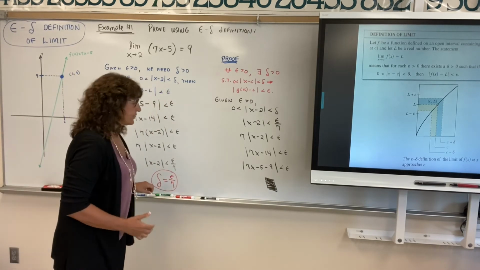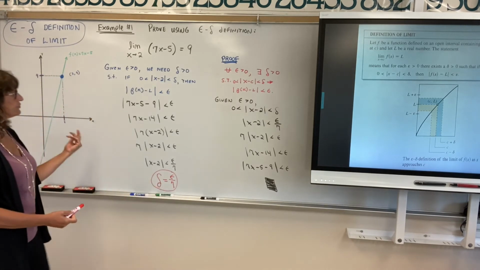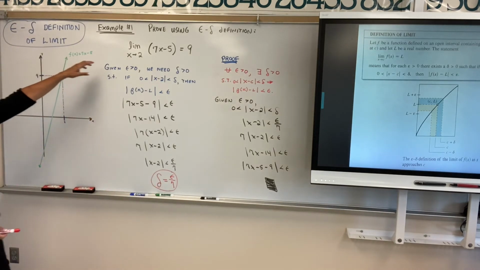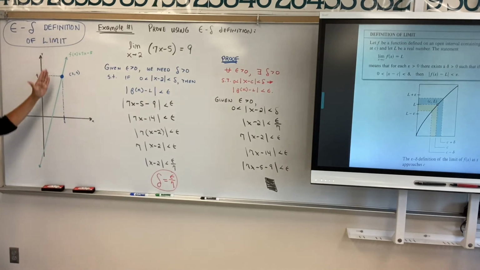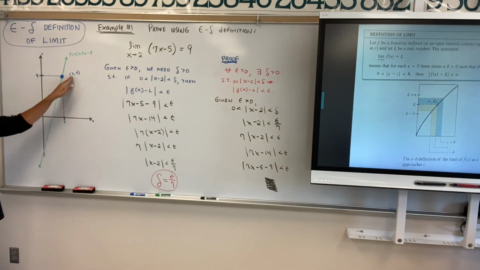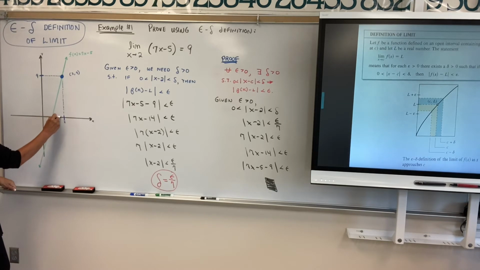So what does this represent? Our function, 7x minus 5, is a linear function, so it's the green line over here. That's our function. We want the limit as the x's approach 2, from the left and the right. So you have your window. This is your delta window here. This is going to be 2 plus delta, and this is going to be 2 minus delta. That's our delta window over here.